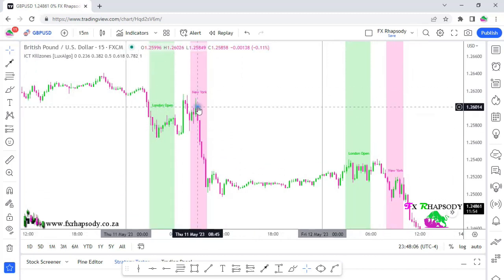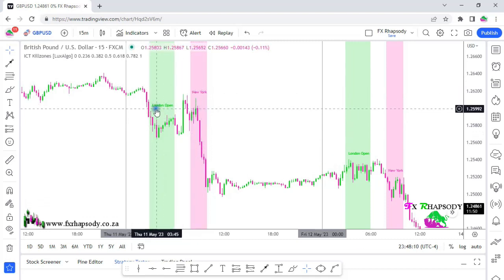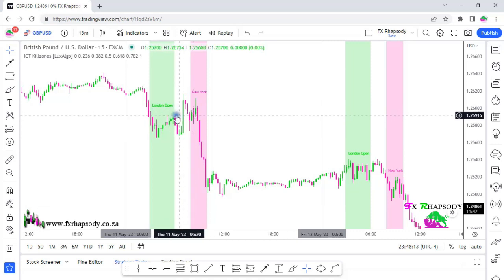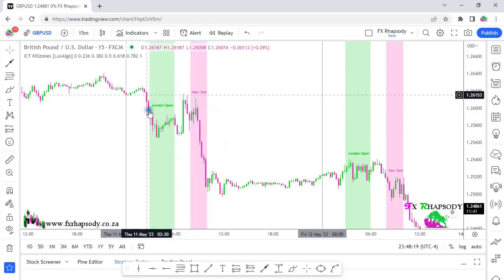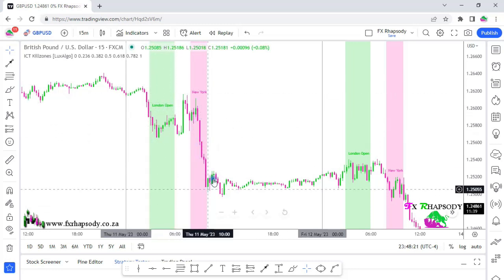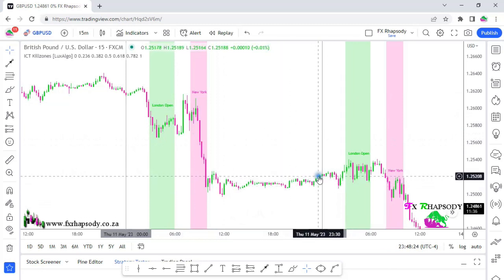New York time, yes, there's always big movements. These two open times or trading times in the market, these are the areas that are very volatile in the market. As you can see, there's a lot of volatility, and it shifts down to the end of the day. Okay, that's how it goes.